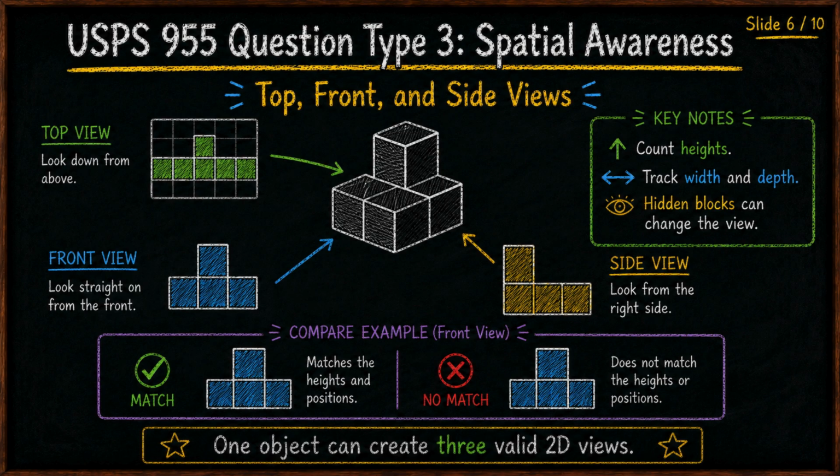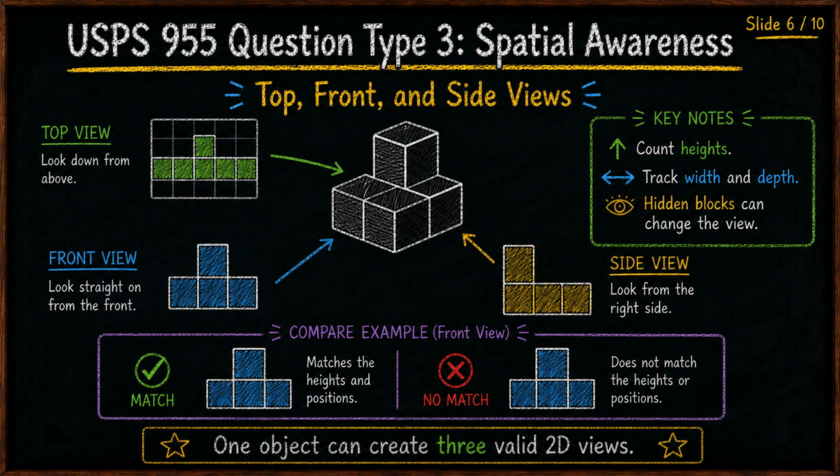The side view is what you see from the left or right side. It shows depth and height. A common mistake is mixing up width, depth, and height. For example, a stack of cubes may look tall from the front, but from the top it may only look like a flat arrangement of squares. Hidden blocks can also change the view. A block behind another block may not be visible from the front, but it may appear in the top view.